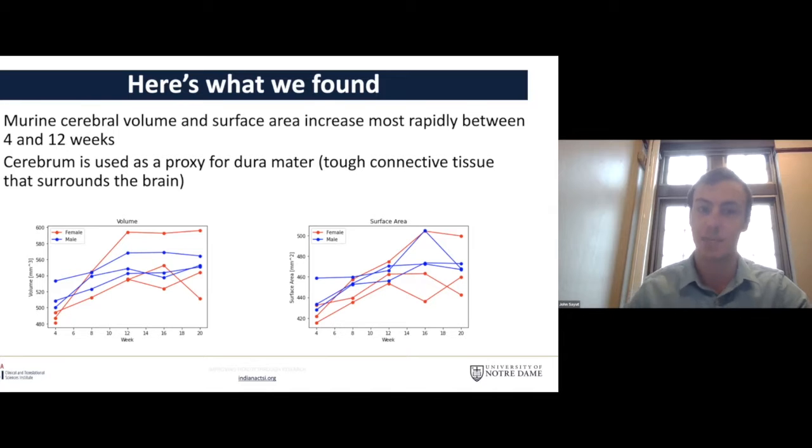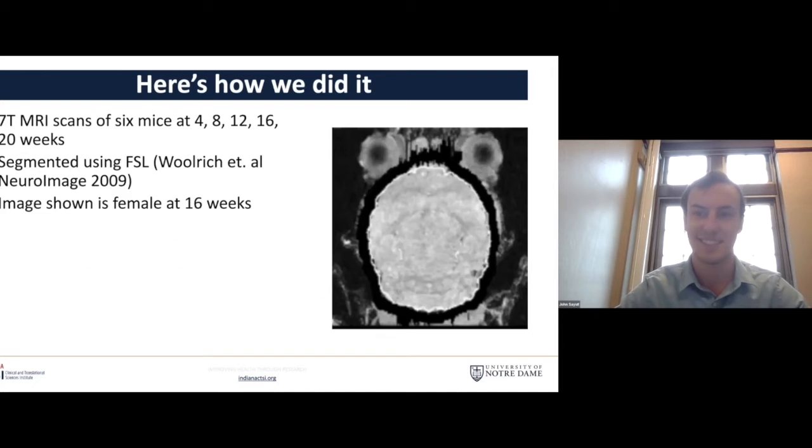We selected mice brains to study because their brains continue to fold and develop after they're born, as can be seen from the graphs here. In this case, cerebral volume is used as a proxy for dura mater growth, since the dura mater is attached to the cerebrum. Next slide, please.